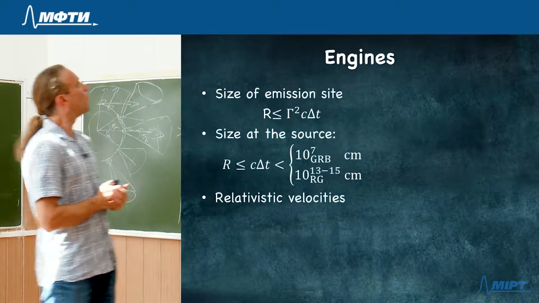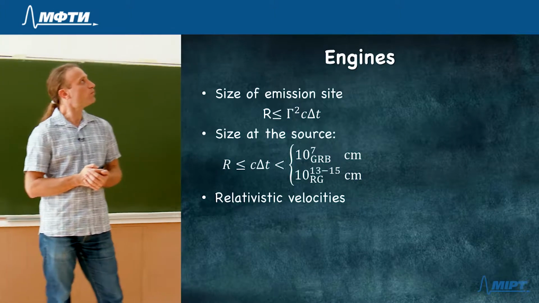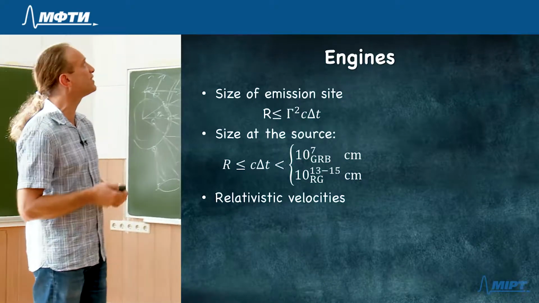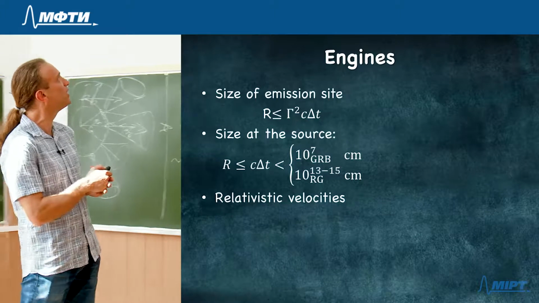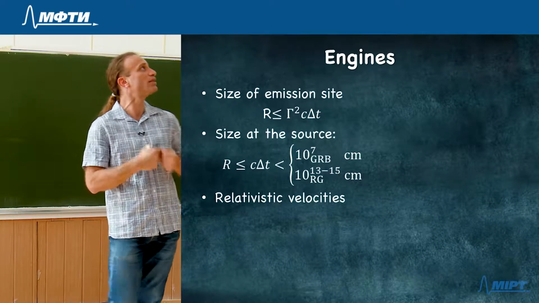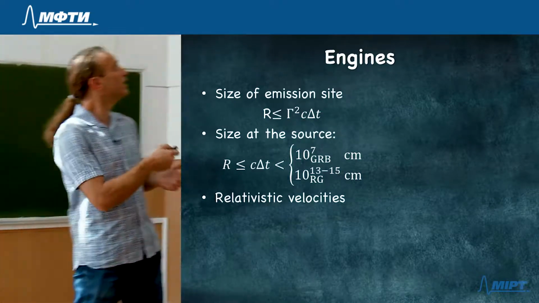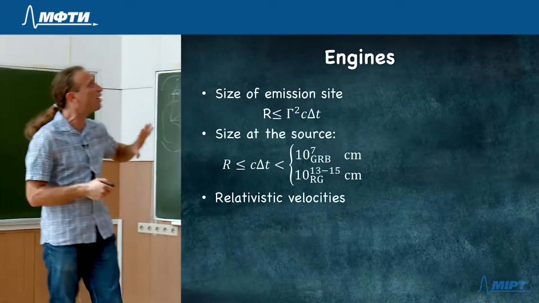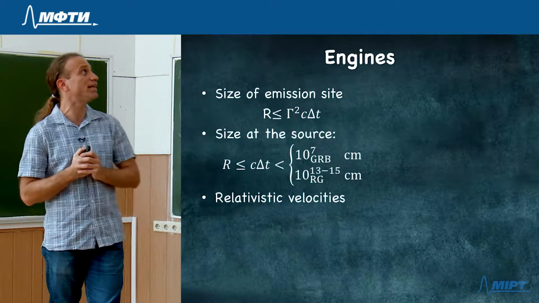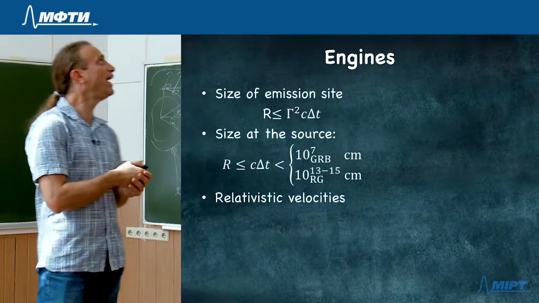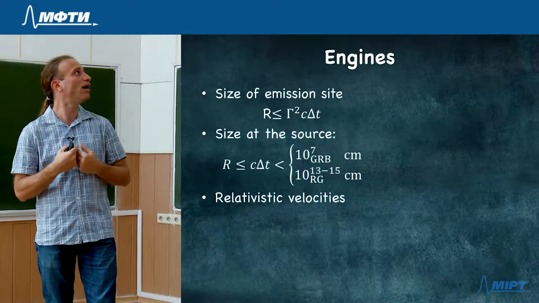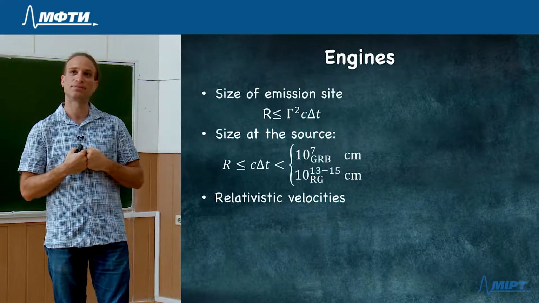Okay. So we discussed relativistic motions within the jets. We discussed the size of the emitting site. The emitting sites of the jets have sizes of about gamma squared times the variability that I see. Now these sizes, if I take the variability that we saw before, translate to about 10 to the 7 centimeters in gamma ray bursts, and to about 10 to the 13 to 10 to the 15 centimeters in radio galaxies.